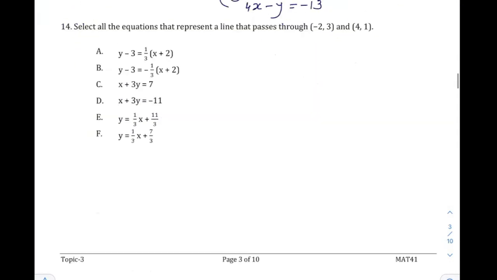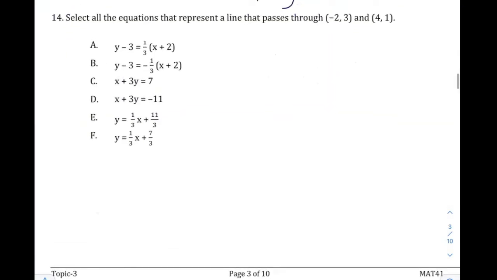Perfect. Select all equations that represent a line that passes through negative 2, 3, and 4, 1. Step 1, slope.